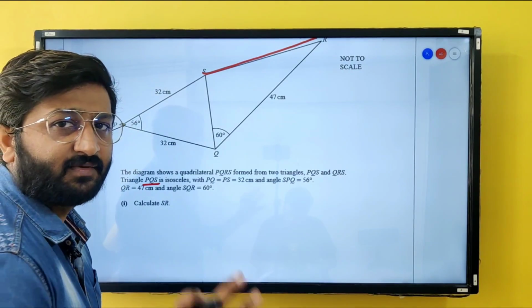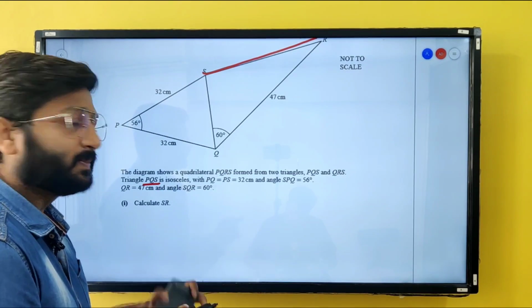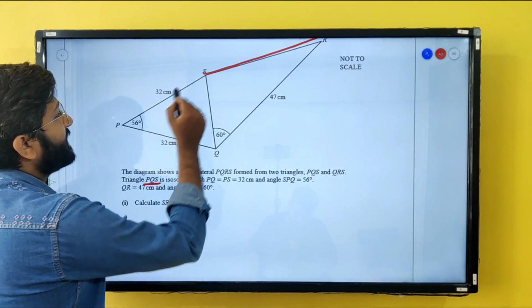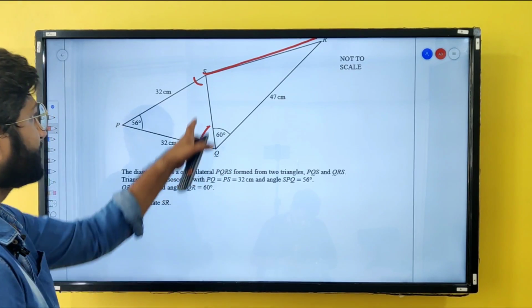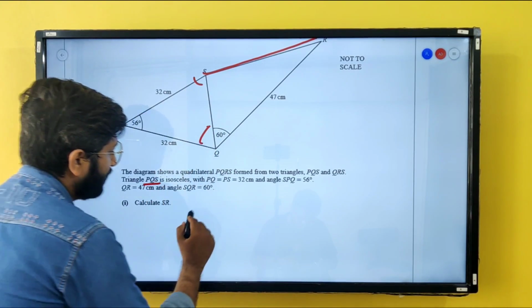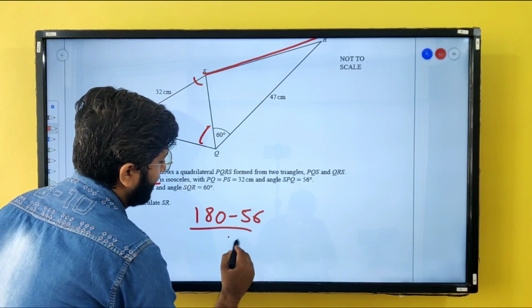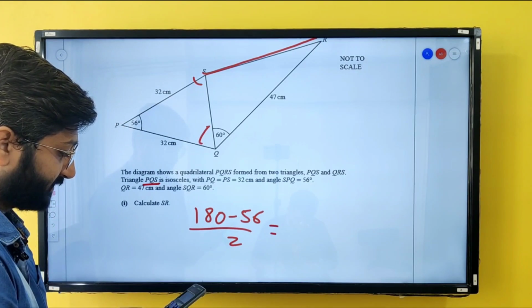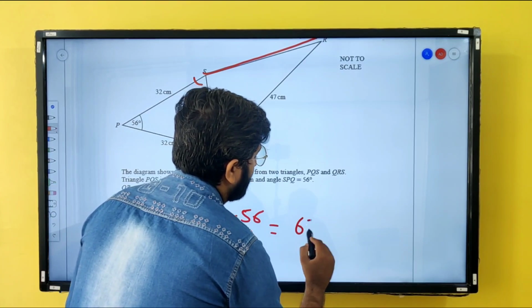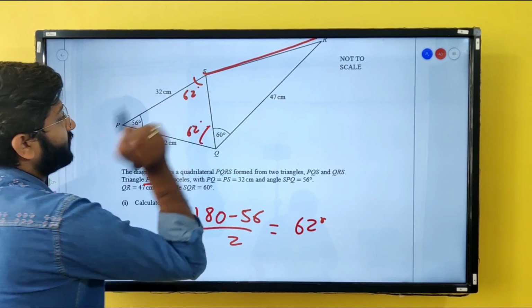Now what have we been given? We have been given that this is an isosceles triangle. So it means these two sides are equal. Then angles opposite to these sides are also going to be equal. First let us find this angle. So we have 180 minus 56 divided by 2, right, because both the angles are equal. So each angle is 62 degrees.